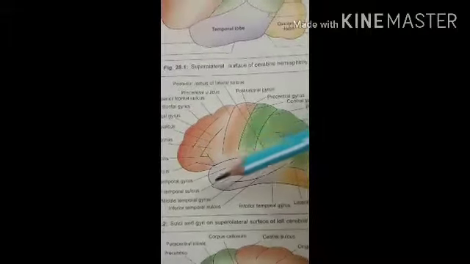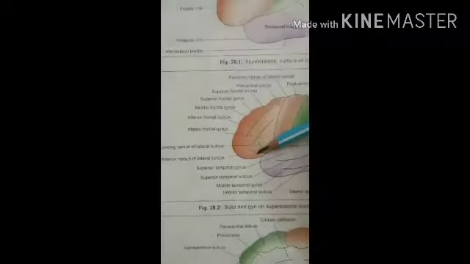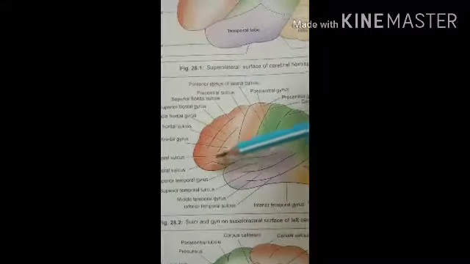After that, here is the lateral sulcus, and this lateral sulcus gives two rami: this is the anterior ramus and this is the ascending ramus. Because of these two rami, the inferior frontal gyrus is divided into three parts.